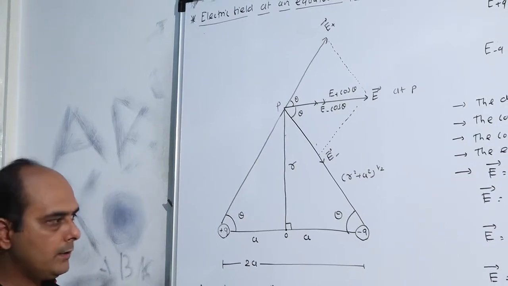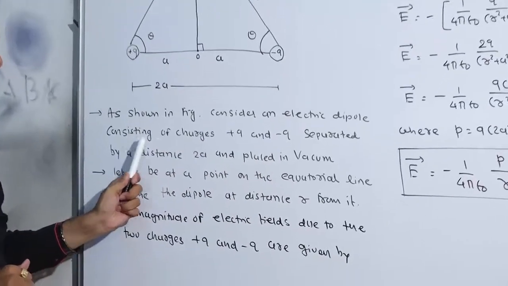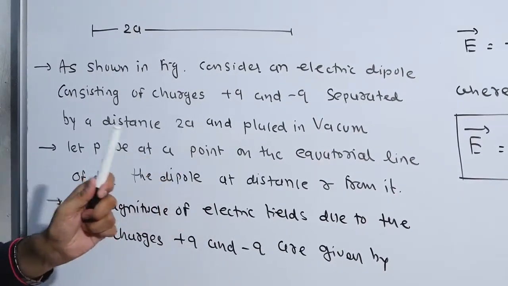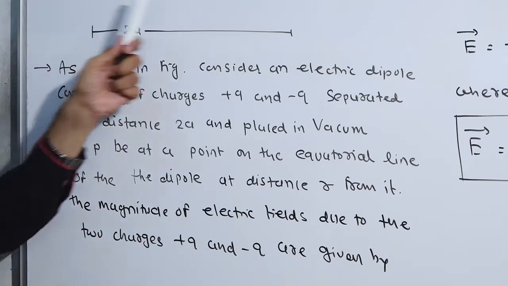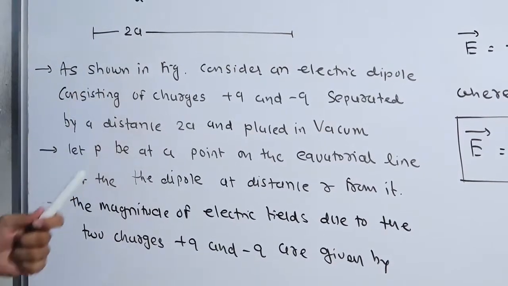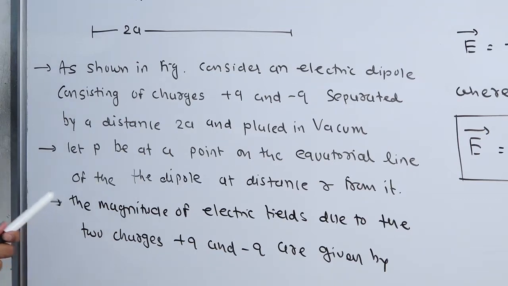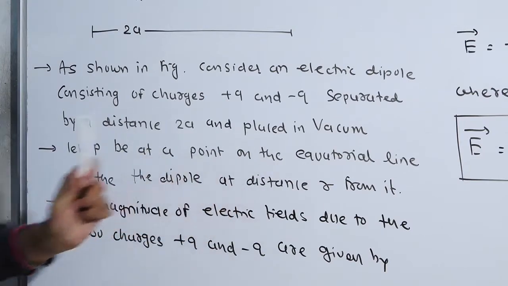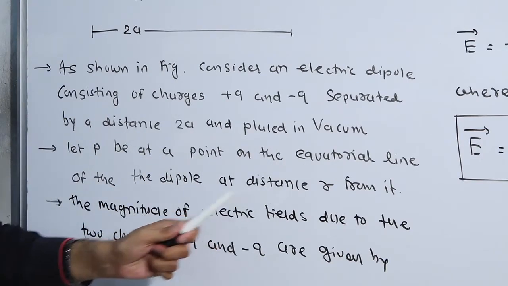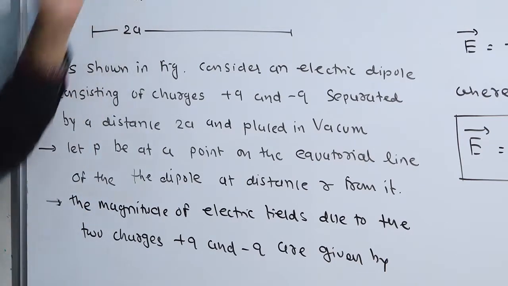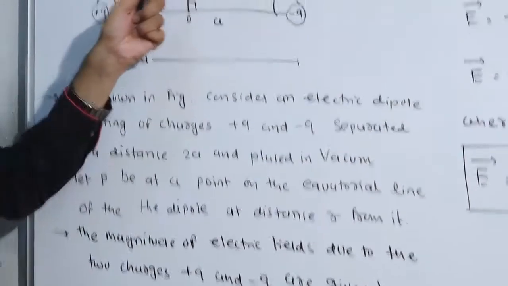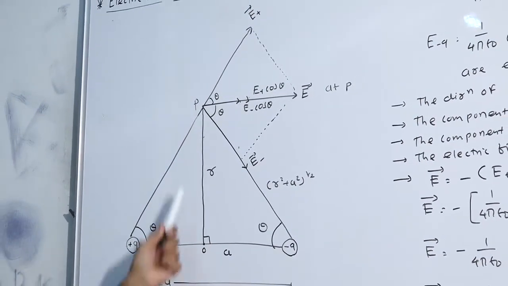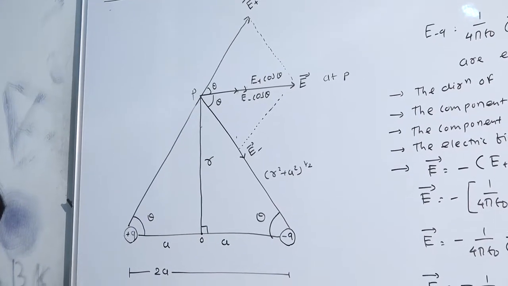As shown in the figure, consider an electric dipole consisting of charges plus q and minus q separated by distance 2a and placed in vacuum. There are two charges plus q and minus q separated by distance 2a. They are placed in vacuum. Okay. Another, let P be a point on the equatorial line of the dipole at a distance r from it. The position of the point P from the dipole, its distance is r, and this point P is lying on the equatorial plane of the dipole, or it is also known as the bisector.